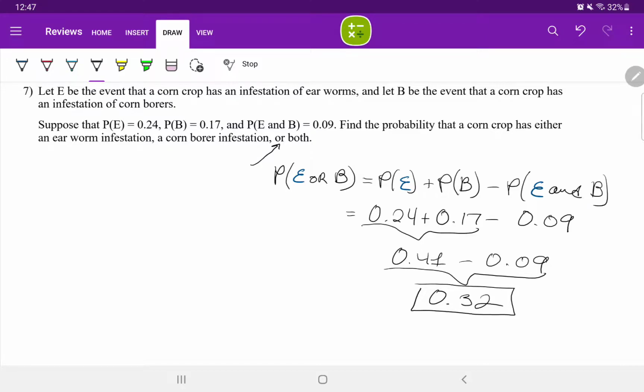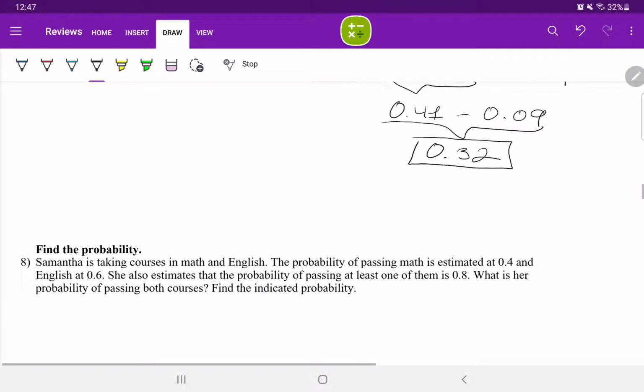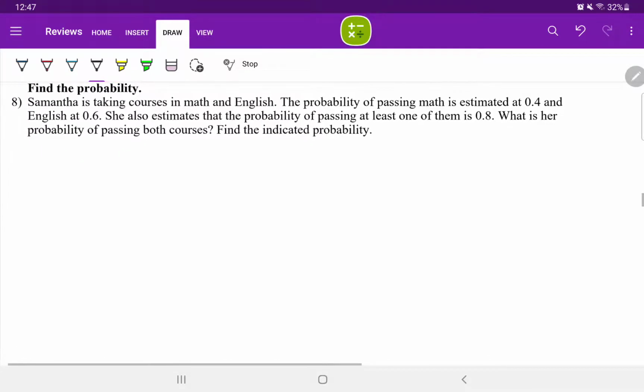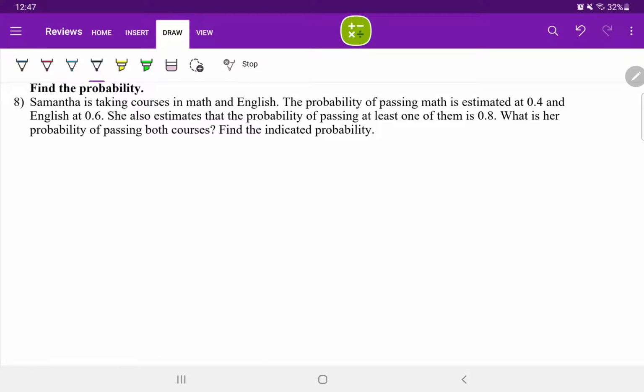All right, let's move on to question number 8. And it says, find the probability. Samantha is taking courses in math and English. The probability of her passing math is estimated to be 0.4, and the probability of her passing English is estimated to be 0.6. She also estimates that the probability of her passing at least, and I'm going to highlight that word actually, at least one of them is 0.8. What is her probability for passing both courses?